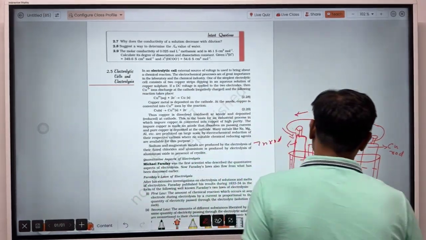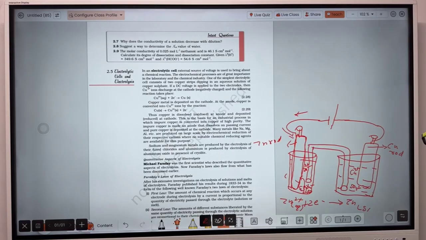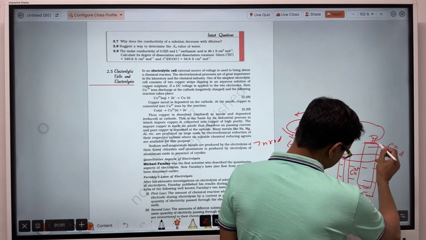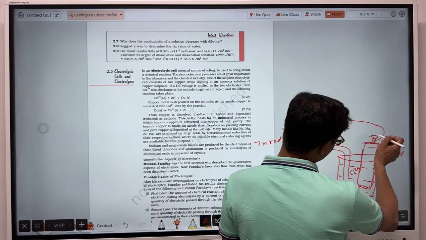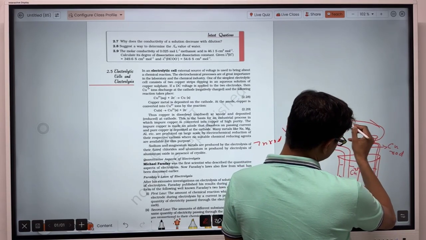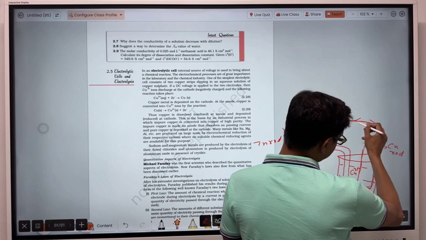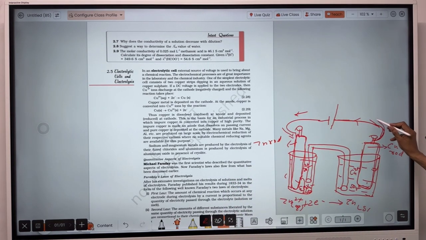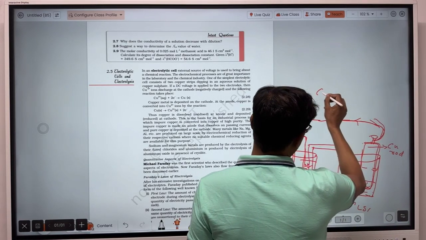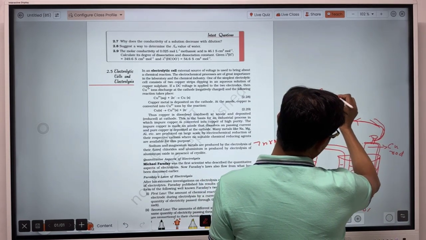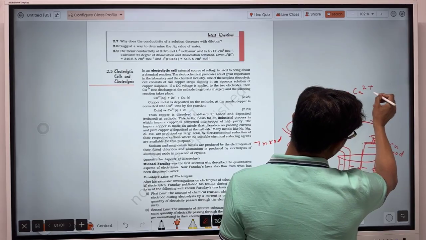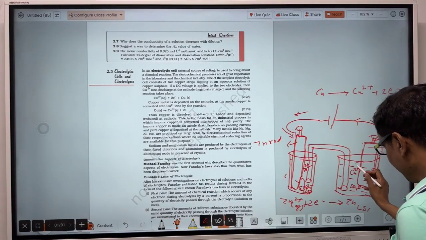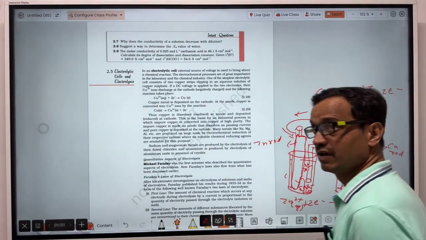Same here, the copper rod has been attached to the positive end. So this positive end of the battery will take the electrons of this copper rod. When electrons go from there, from copper there will be loss of 2 electrons. So there will be formation of copper ion. Electron gone to this side, so copper ion will enter inside the solution.